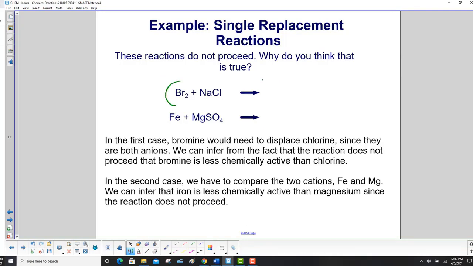In the first case, bromine would need to displace chlorine, since they are both anions. We can infer from the fact that the reaction does not proceed that bromine is less chemically active than chlorine. In the second case, we have to compare the two cations, iron and magnesium. We can infer that iron is less chemically active than magnesium since the reaction does not proceed.